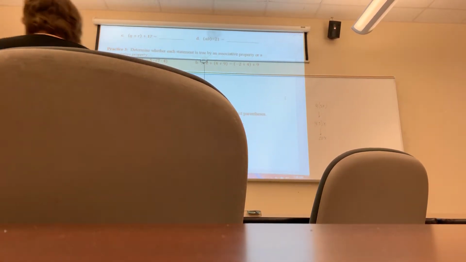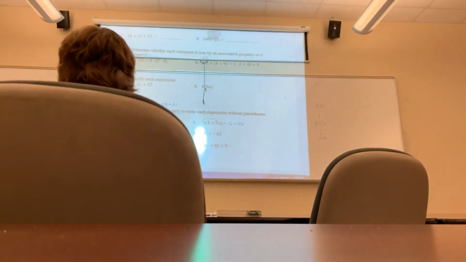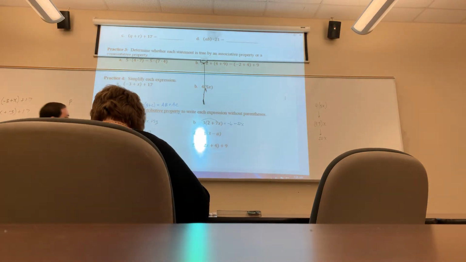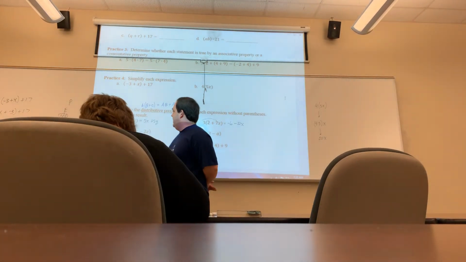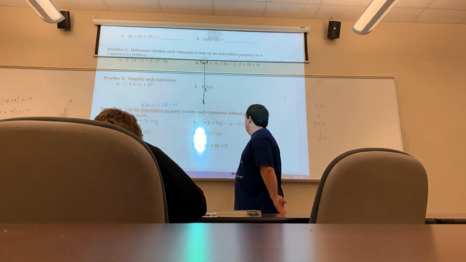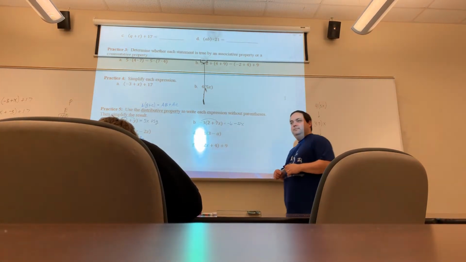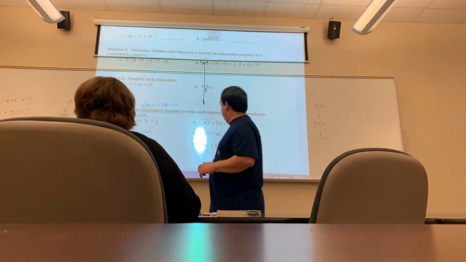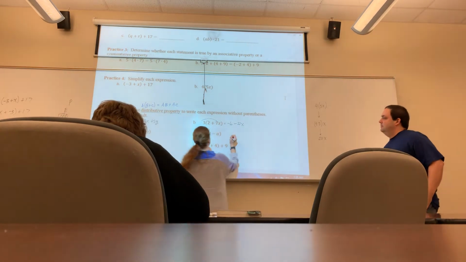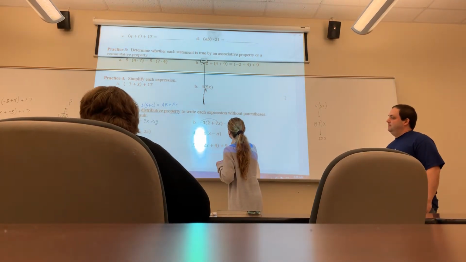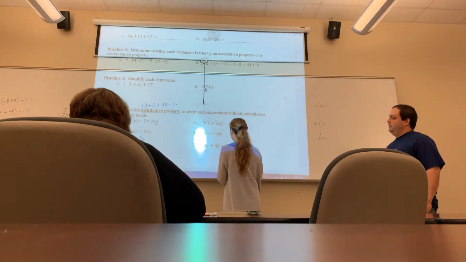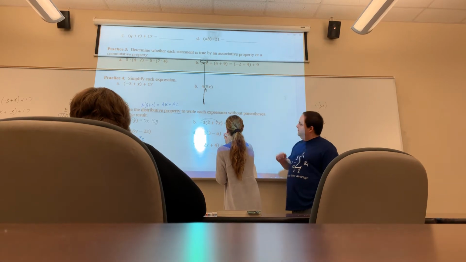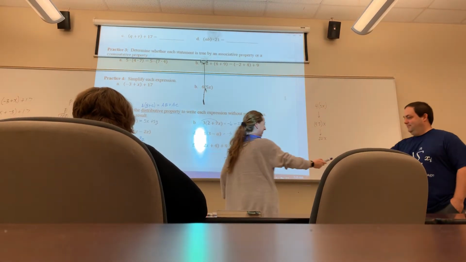So she multiplies 4 times all 3 terms. 4 times x is 4x. 4 times 6y is 24y. 4 times negative 2z is negative 8z. Okay? How about the next one? Anybody? There you go. Perfect.